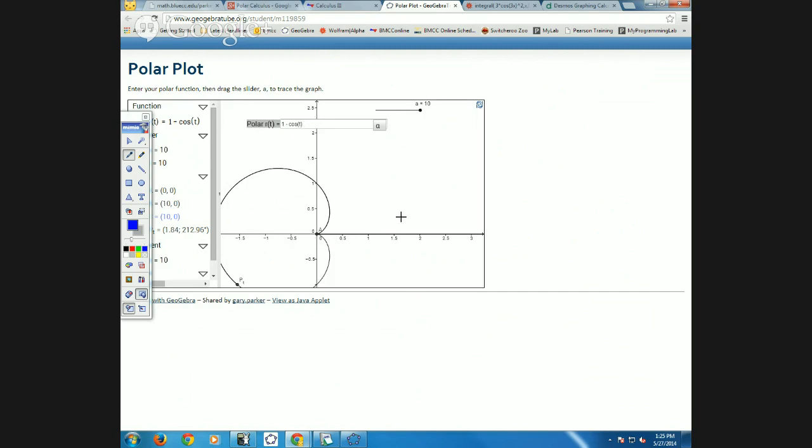Okay, so there's the graph. If theta equals pi over 2, that's going to put me right up here. I think. Is that right? Yeah, cosine of pi over 2 is 0. All right, so we're going to try and find the slope through that point right there.